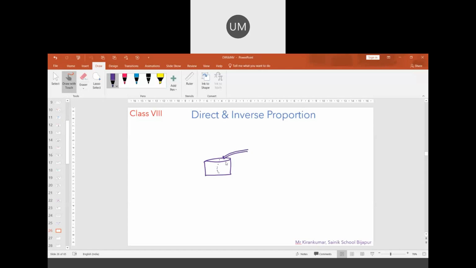Speed of the water increases if more pipes are connected instead of one. If two more pipes are connected, what will be the time required? The time required will decrease. Here, the number of pipes is increased. When the number of pipes is increased, the time taken decreases. This is one such example.